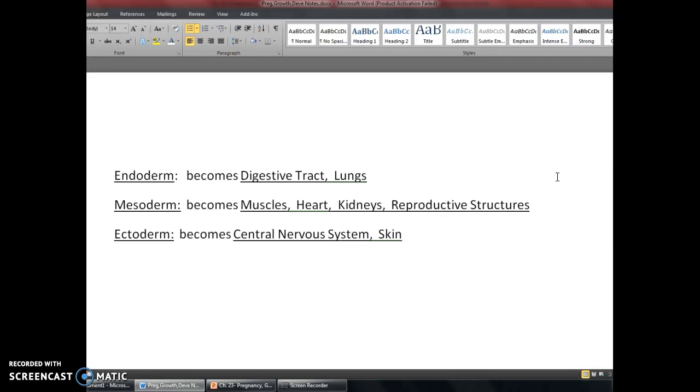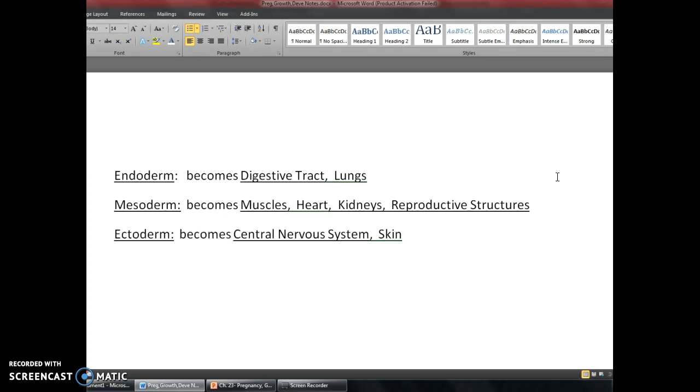Make a note of these. There's not that much, but I would know which layer becomes what structures. So the endoderm becomes your digestive tract and your lungs. The mesoderm becomes your muscles, heart, kidneys, and reproductive structures. So that kind of makes sense. It's most of your inner sections. And then the ectoderm becomes the central nervous system and your skin.